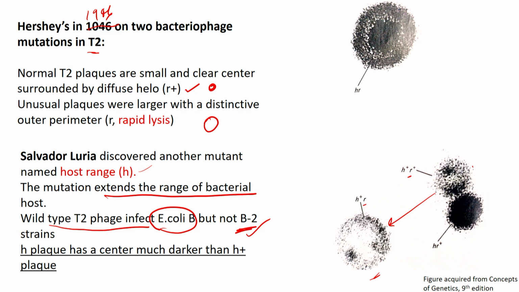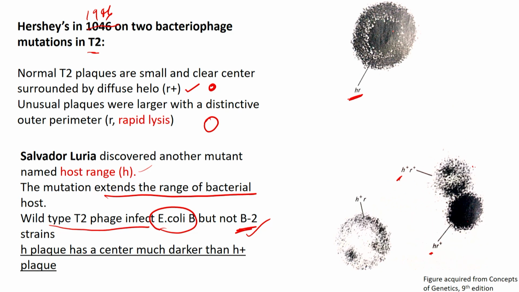Now, if you have seen the R, now you look at the H. So, in the H, you see that H wild type colonies are like these, whereas H mutant colonies are much darker, right. So, when these colonies are much darker and you have both the H and R mutants together, you can clearly see larger colonies with this darker center.